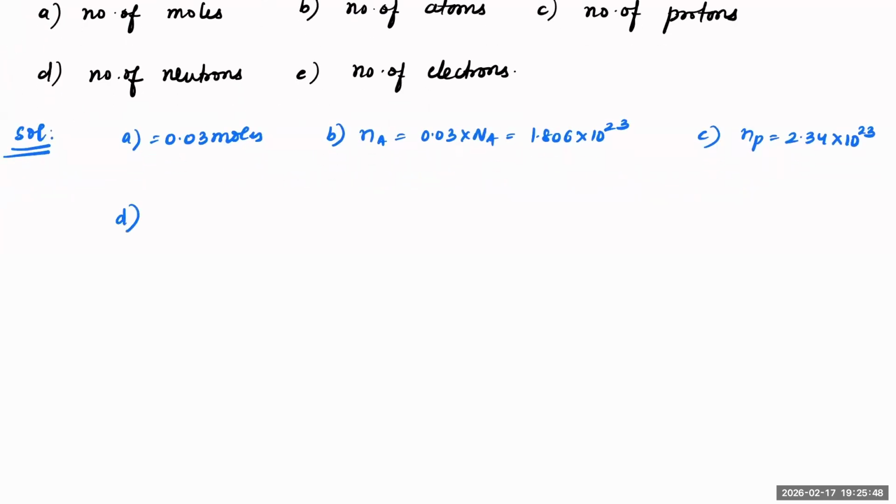Next, D. D is the number of neutrons. Even that isn't changing. That is the same as the earlier value we got. E is the only part that is changing now, isn't it? Now we have actually 10. So the number of electrons is 10 into 0.03, these many moles of electrons into Avogadro's number. So that is 1.806 into 10 raised to power of 23. Correct? Yes.